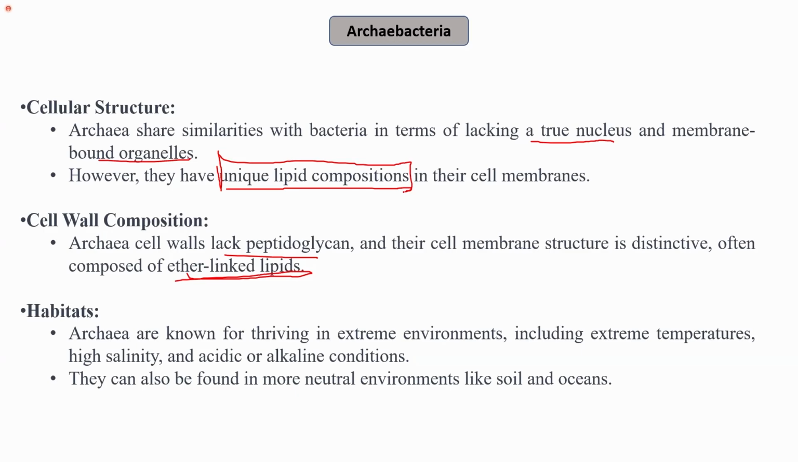The bacterial lipid is ester-linked, while the archaebacterial lipid is ether-linked. These ether-linked lipids provide extra stability in harsh conditions. Usually, archaebacteria are present in harsh environmental conditions, so this provides extra stability. Archaebacteria are known for thriving in extreme conditions such as extreme temperatures, high salinity, acidity, or alkaline conditions, right? And they can also be found in more neutral environments like soils and oceans.